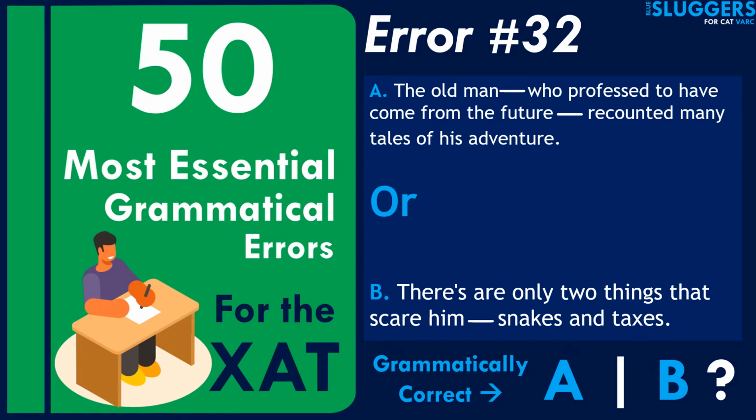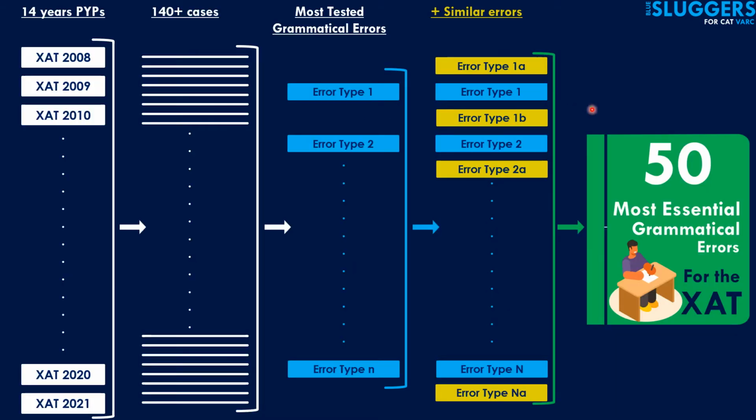For now, let's get into error type 32 of the series 50 most essential grammatical errors for the XAT. However, I would like to first state that this is not just a random list of 50 grammatical errors that we have just come up with. There's in fact quite a logical process involved in creating this list, and I've explained that in detail in a separate video, which you can access by clicking on the link on the top right corner of your video. So this diagram pertains to that. You can watch it if you want.